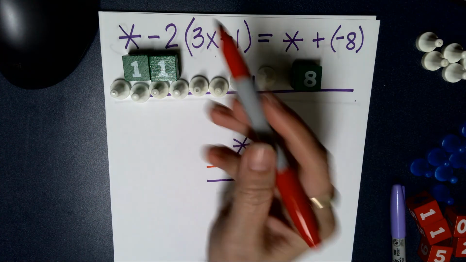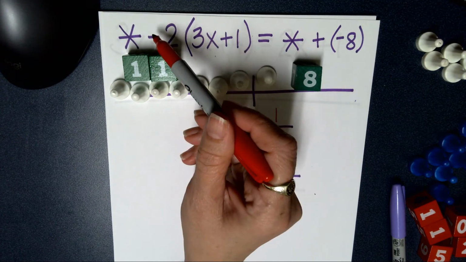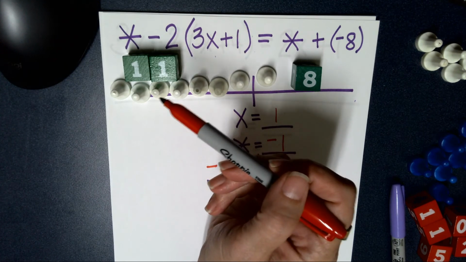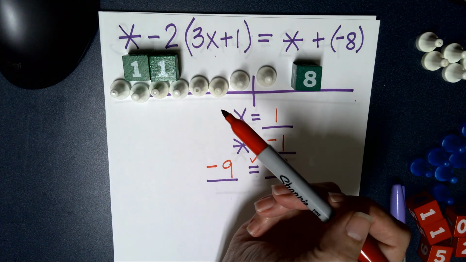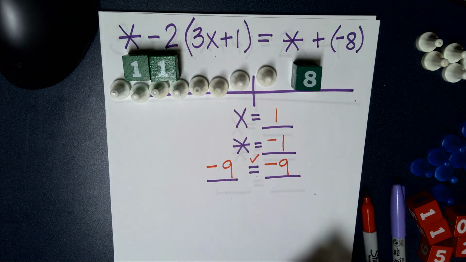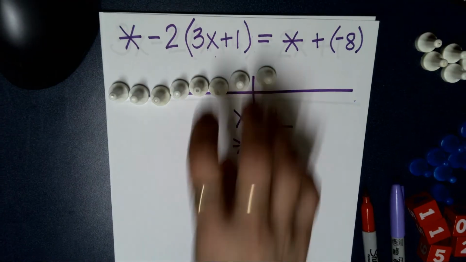So remember, this number here is telling us how many sets we have. If a subtraction sign is in front of it, that means we have to remove that many sets. So that's why we have to use our 0 pairs. One more problem.